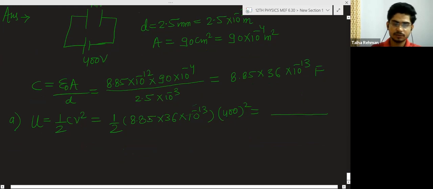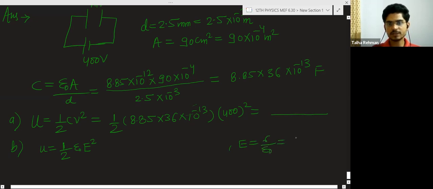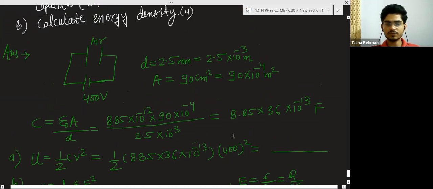And in the B part, we will calculate small u, and small u is given by half epsilon naught into electric field square. And what is electric field? Electric field is sigma by epsilon naught, and sigma is q by A, so q by A epsilon naught. So we have this one, we do not have q. So we will calculate the value of q.